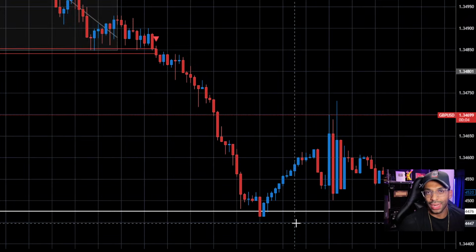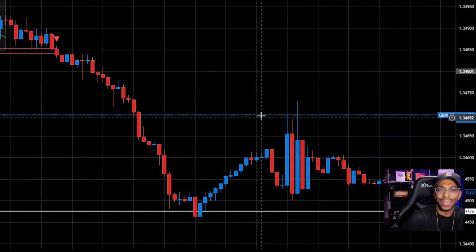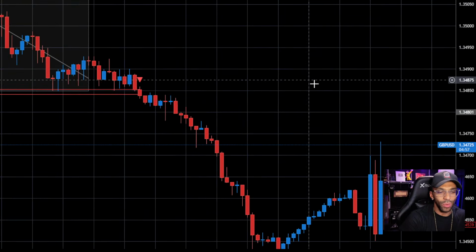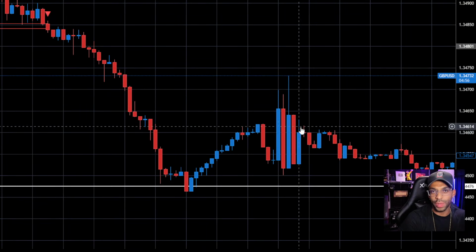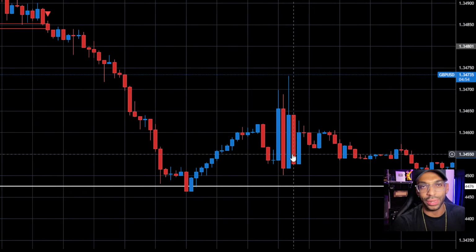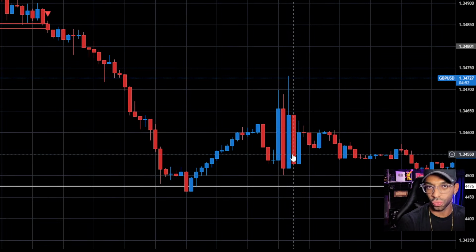How do you say it? I don't know how to explain it. I'm not the best at this, right? But it was there. It was put there on purpose, okay? So you want to be careful when the candle is too big. When the candle is too big, what tends to happen is it completes the move, right?